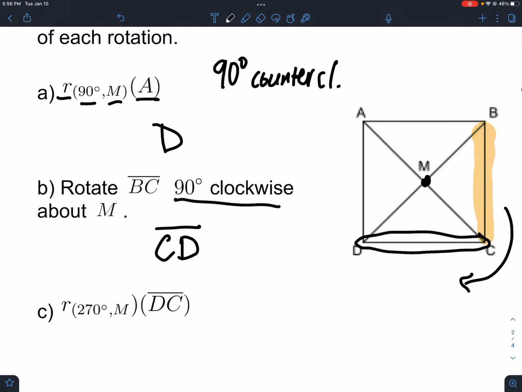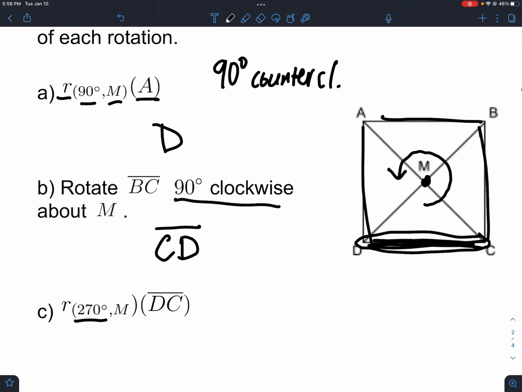Okay, and if we rotate that segment DC 270 degrees, we are going to end up, let's see, we spin this way, right? That would be counterclockwise, 270. We're going to land, if we spin this thing, 90, 180, 270. It's going to spin almost the whole way around, right? And this is going to go to AD.